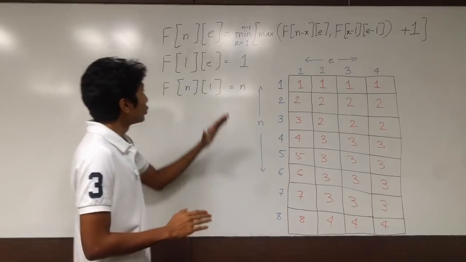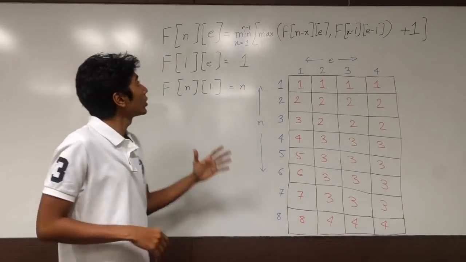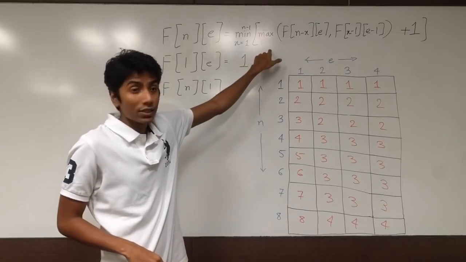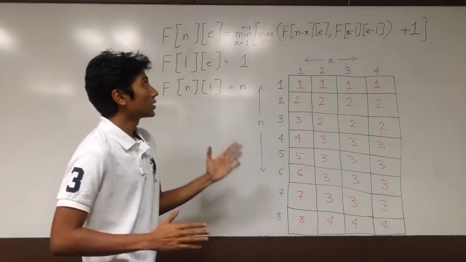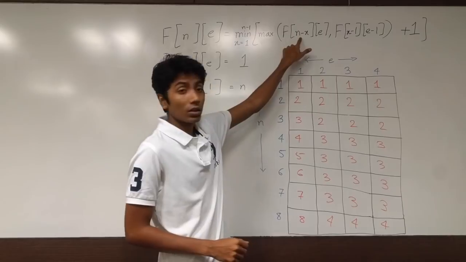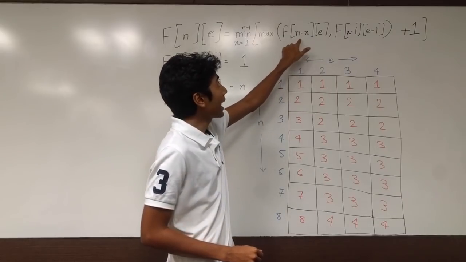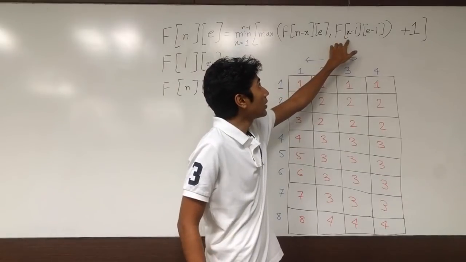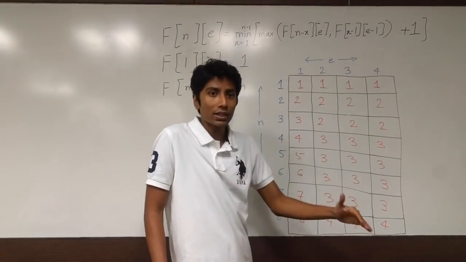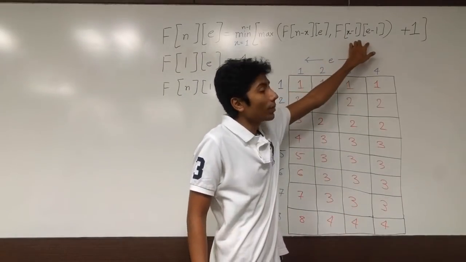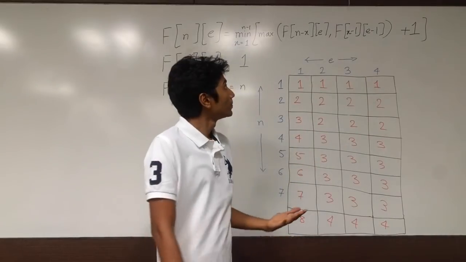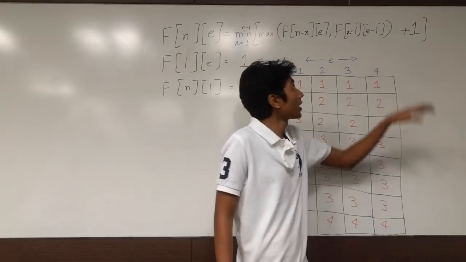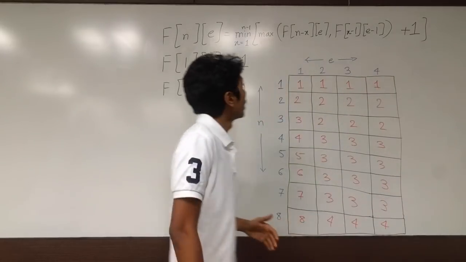Just use this particular formula that we have found out, where you take the minimum of the worst case for all possible x, such that either the egg doesn't break, in which case n minus x is the number of floors you have remaining, or otherwise the egg breaks at this floor. So x minus 1 comma e minus 1 is what you're looking for. And you tried one dropping an egg from this particular floor, so there's a plus 1 over there.